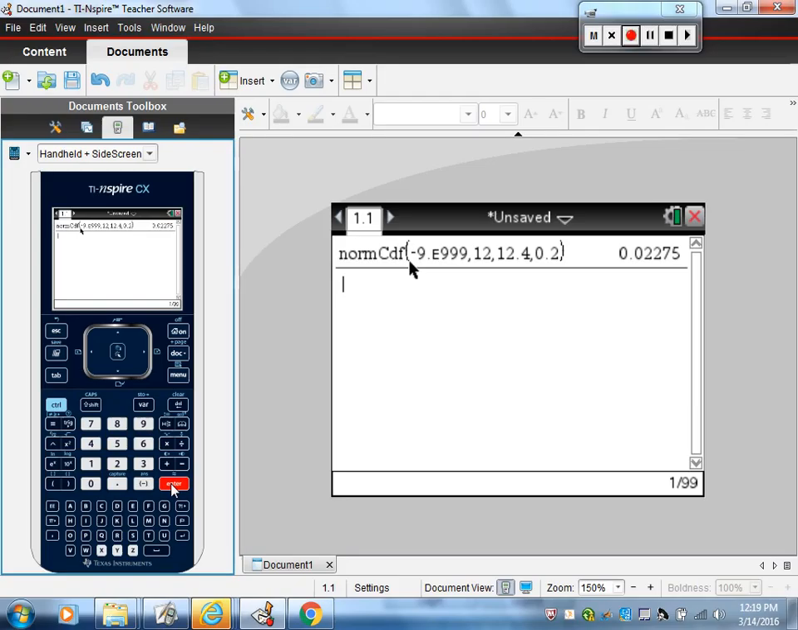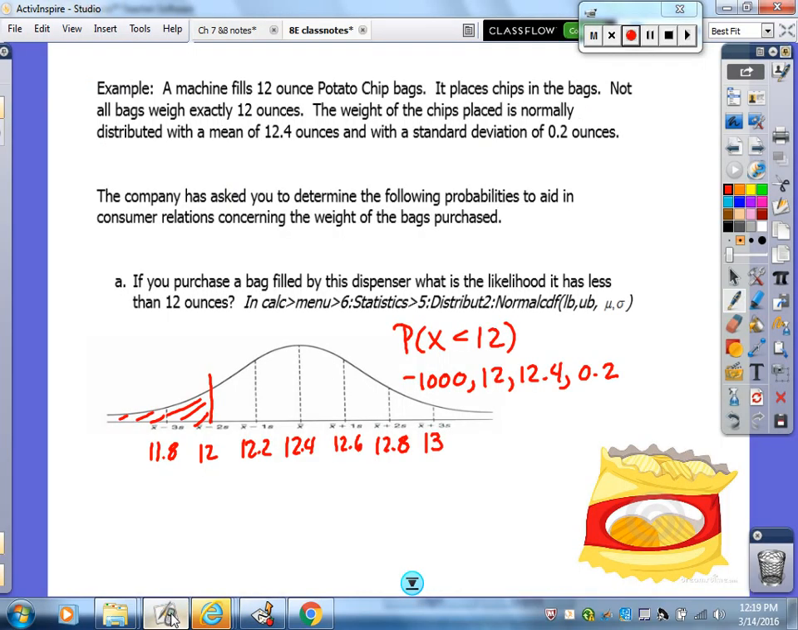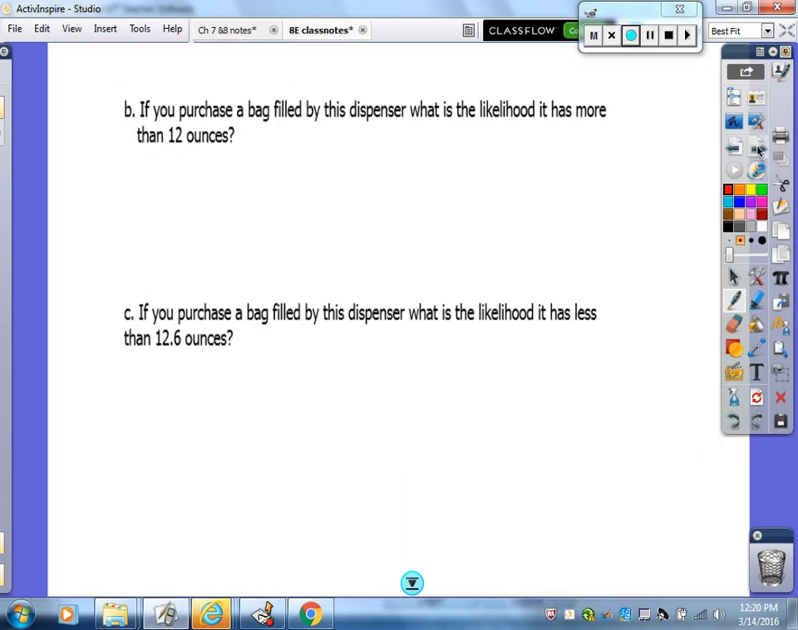So 0.023. Our answer here is 0.023, or 2.3% of the bags are going to have 12 ounces or less in them. You get a very similar answer, not exactly the same, as if you were to use the curve. We're just going to practice using the calculator some more. Look at the following. If you purchase a bag filled by the dispenser, what's the likelihood it's more than 12 ounces?